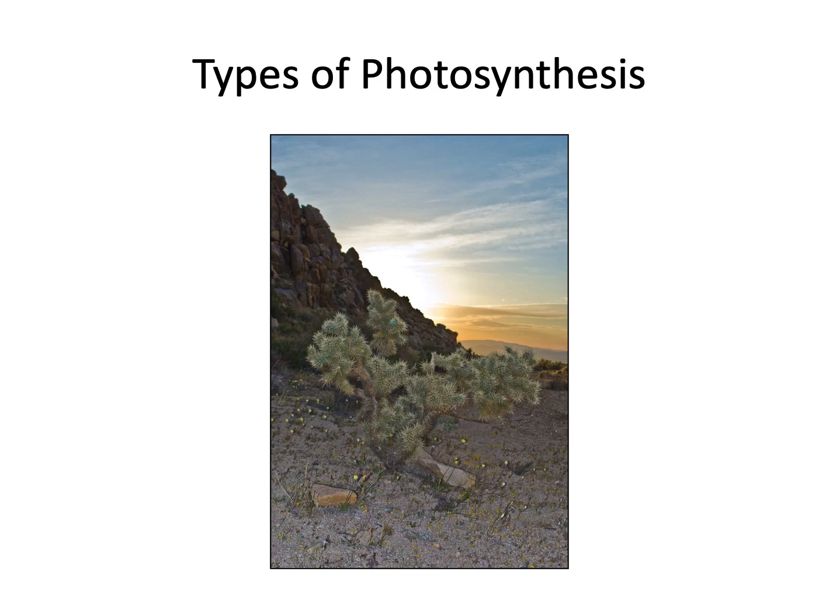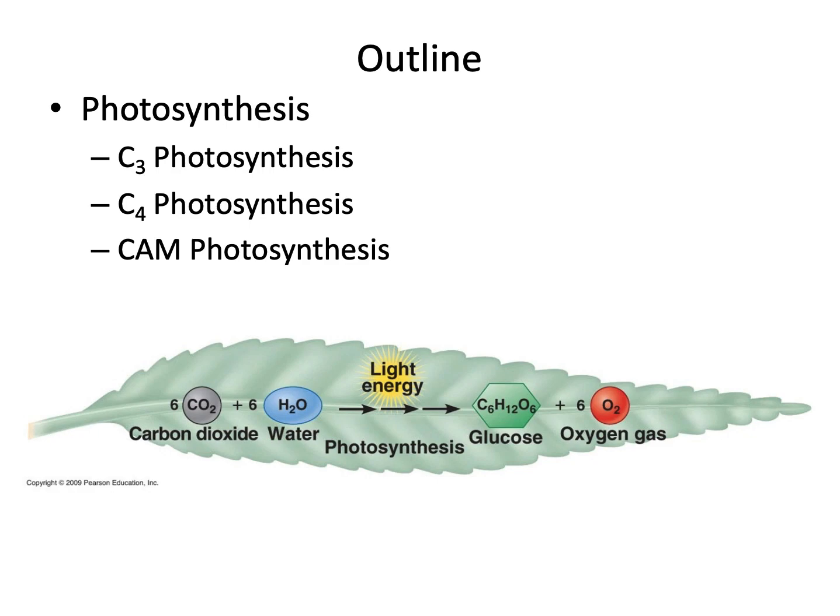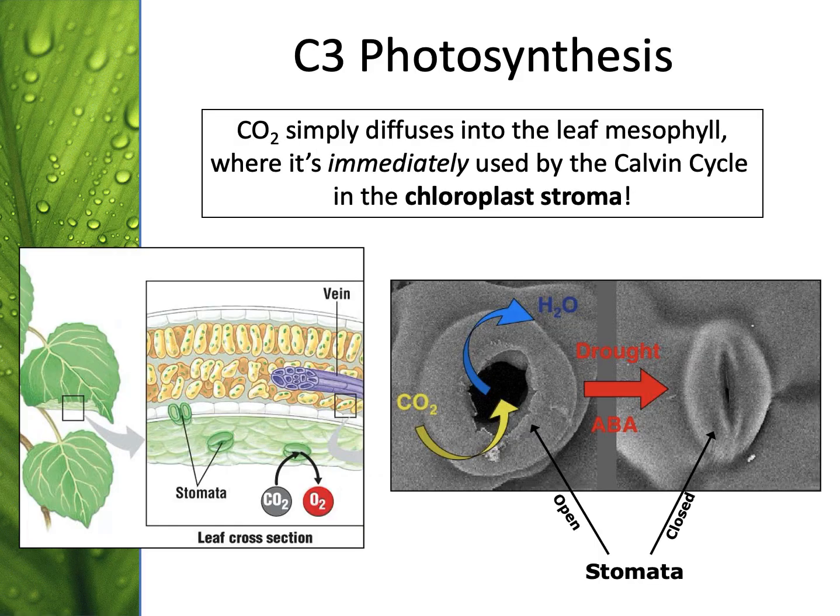Hello class, this is a quick lecture on the types of photosynthesis. Your outline is as follows. We're going to learn three specific types, one of which we've already learned about: C3 photosynthesis, C4 photosynthesis, and CAM photosynthesis. Now C3 photosynthesis is the classic type of photosynthesis, which is the one we've already learned about.